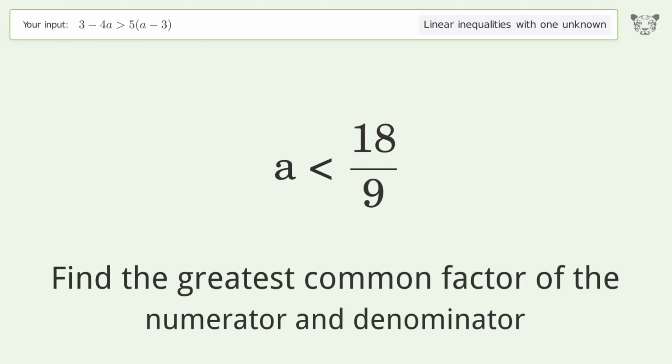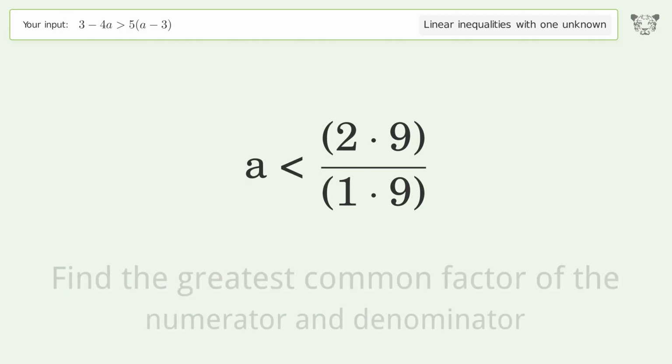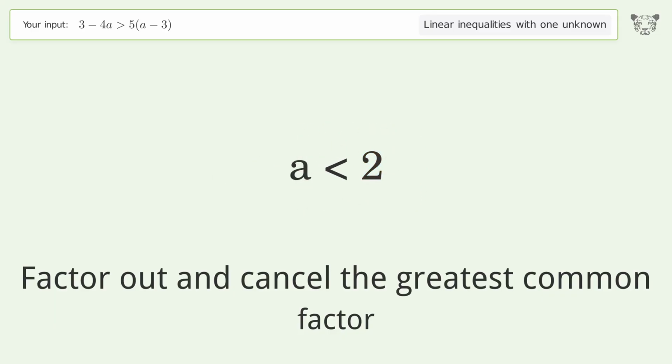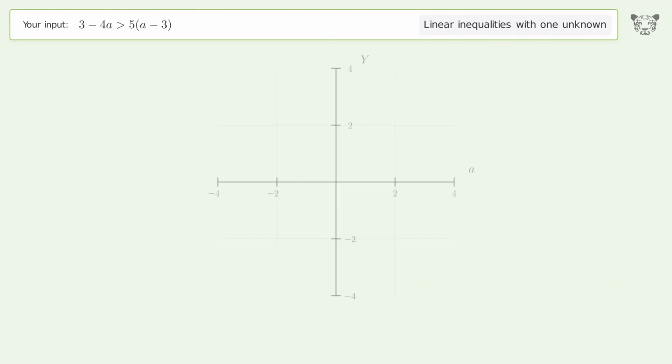Find the greatest common factor of the numerator and denominator. Factor out and cancel the greatest common factor. Plot the solution on a coordinate grid. And so the final result is a smaller than 2.